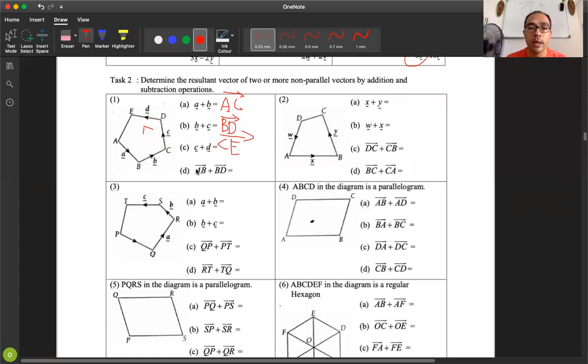Okay, what about this? Vector AB plus vector BD. Now I'm going to draw this to visualize. Vector AB is this one. Then vector BD is this one. Okay, I'm going to draw the arrow. So this arrow is over here and this arrow is over here. Let me complete the triangle by drawing the shortcut. The shortcut is actually vector AD. Okay, and that's how we determine the resultant vector.